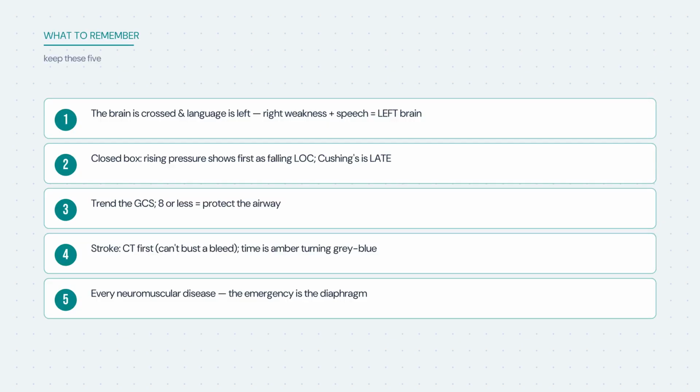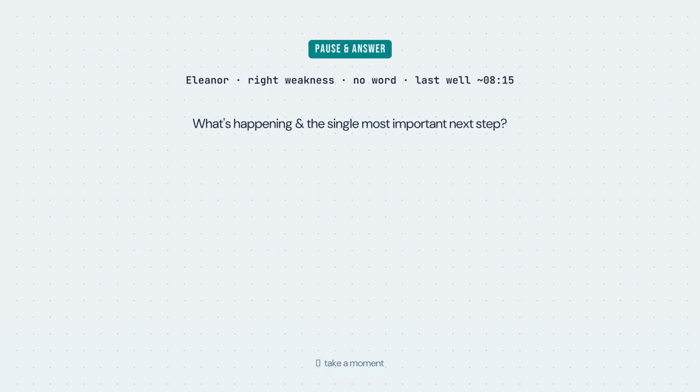If you keep 5 things from this course, keep these. 1. The brain is crossed and language is usually on the left, so right-sided weakness with speech trouble is a left brain problem. 2. The skull is a closed box. Rising pressure shows first as a falling level of consciousness, and Cushing's triad is late. 3. The GCS trend matters more than any single value, and 8 or less means protect the airway. 4. In a stroke, CT first, because you cannot give a clot buster to a bleed, and time is amber turning gray-blue. 5. In every neuromuscular disease, the emergency is the diaphragm. Watch the breathing.